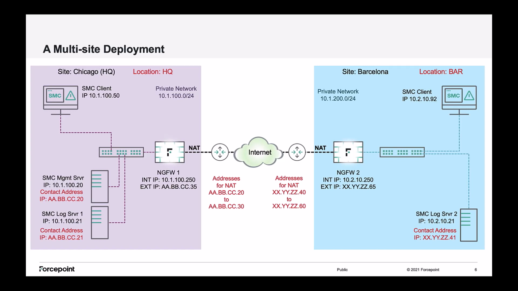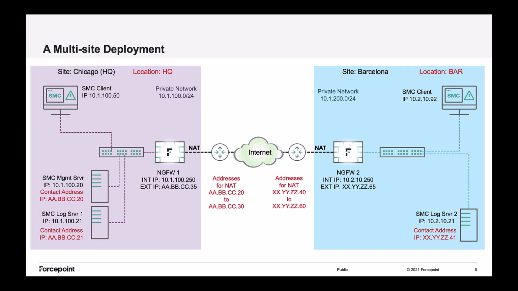With this configuration in place, when the management server needs to reach the Barcelona log server, the locations are checked, revealing that the management server is in the HQ location and the log server is in the bar location. Since these do not match, it will use the contact address for the Barcelona log server. Thus, the traffic is sent to the NAT address for the log server. It reaches the Barcelona firewall first, which performs the network address translation and delivers the traffic to the internal IP address of the log server.